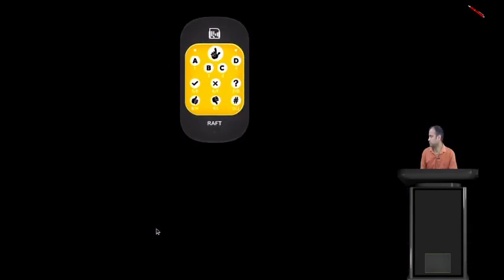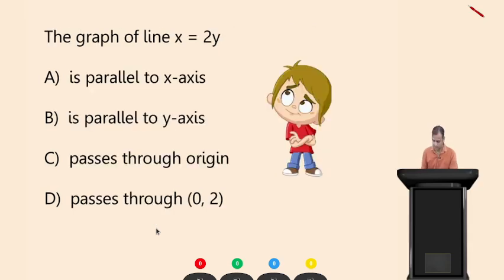Again, question time for you. The graph of the line x equals to y is parallel to x-axis, parallel to y-axis, passes through origin, or passes through (0, 2). So what will be your answer? Okay, time is over. The correct answer is C. Passes through origin.